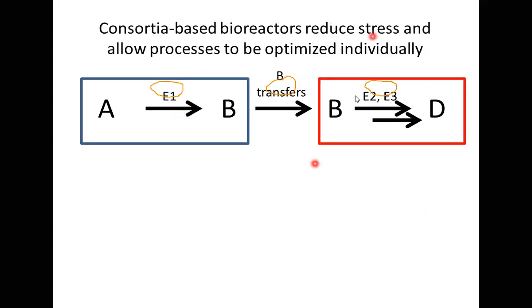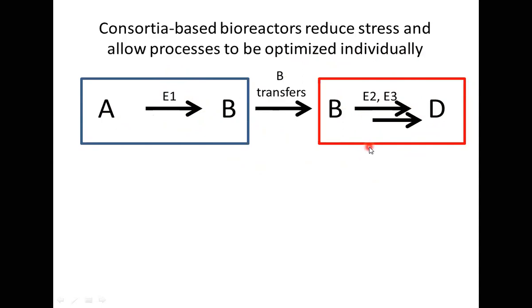So if you have instead a consortia-based bioreactor, or one which is based upon a community, that's a way of reducing stress and allowing processes to be optimized individually. So instead of having all three of those steps happening in one cell, I've got cell number 1 over here on the left, cell number 2 over here on the right. We just go step A to B. We have an enzyme that's mediating that process. B is able to transfer from this compartment or this cell to this completely different cell over here, which then takes the rest of the way.